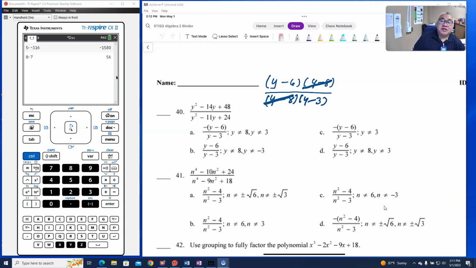How do I get y minus 8 and y minus 3? 8 times 3 gives you 24. Negative 8 plus negative 3 give you negative 11. Restrictions, y cannot equal 8 because that's going to make the denominator 0. Y cannot equal 3 because that's going to make the denominator 0. So your answer is D.